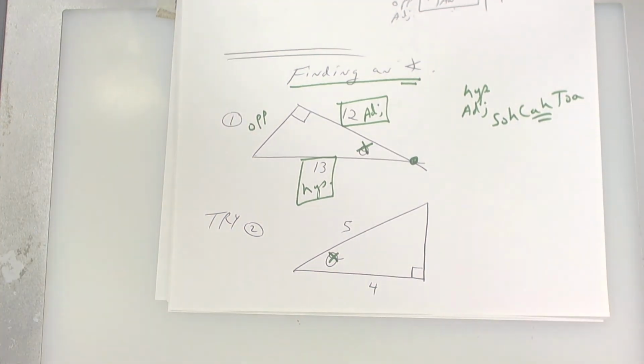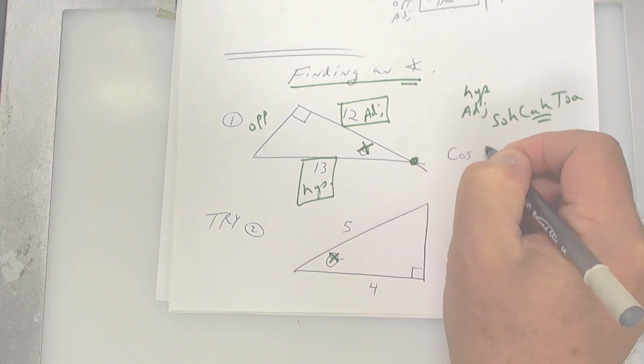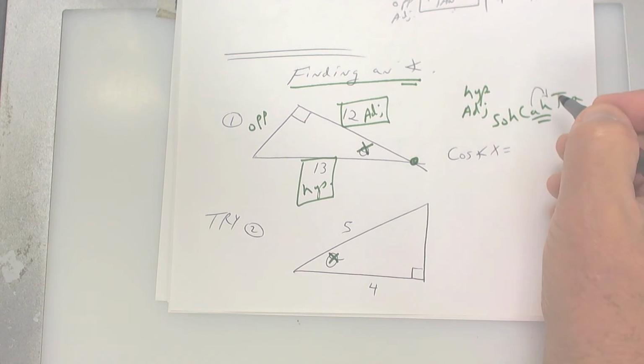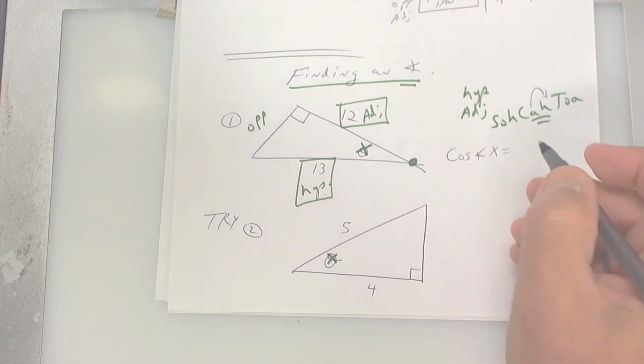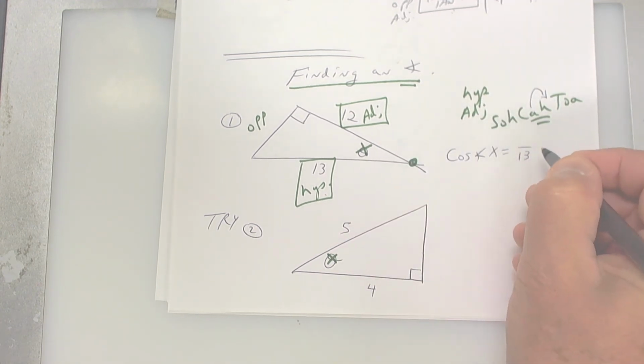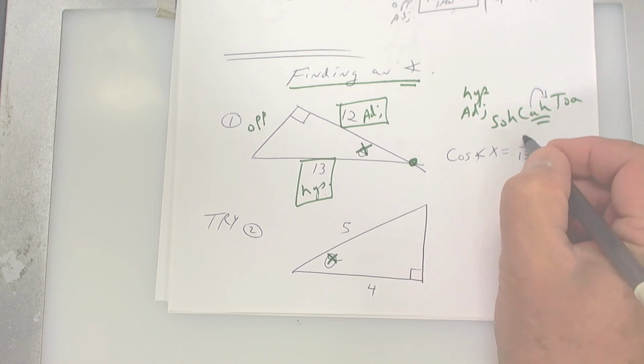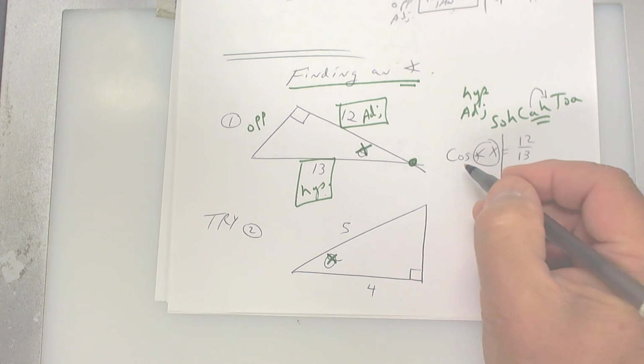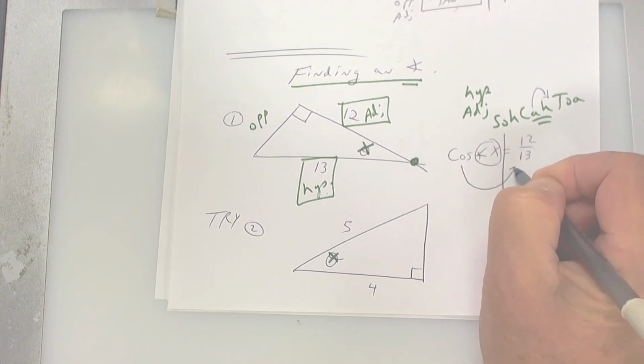So right now put the cosine of angle X is equal to, hypotenuse is on the bottom. So the 13 is going to be on the bottom. Okay? And then the 12, the adjacent, is on the top. Now draw a line, circle the X. We're going to divide by the word cosine.